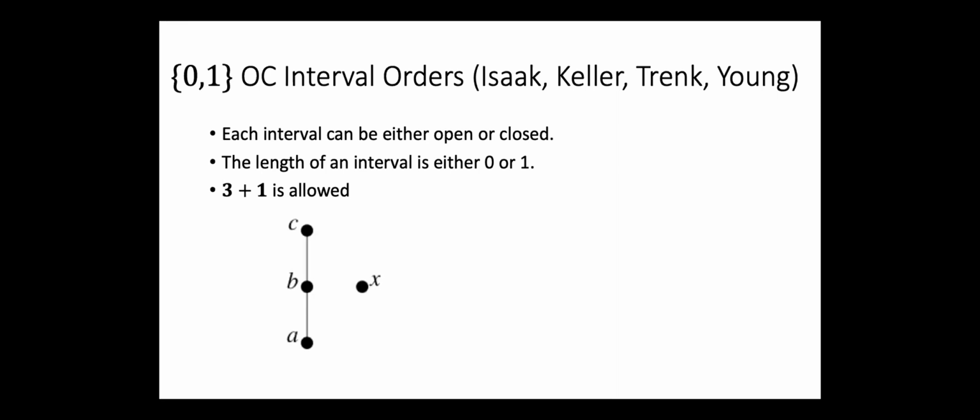So let's say we have our 3 plus 1 here with nodes labeled A, B, C, and X. We represent this with these intervals on the right here. And you can see that the interval for B is open, which allows A and C to be put on either side of it. I also want to point out that these single points A and C are what we would define as a length 0 interval.